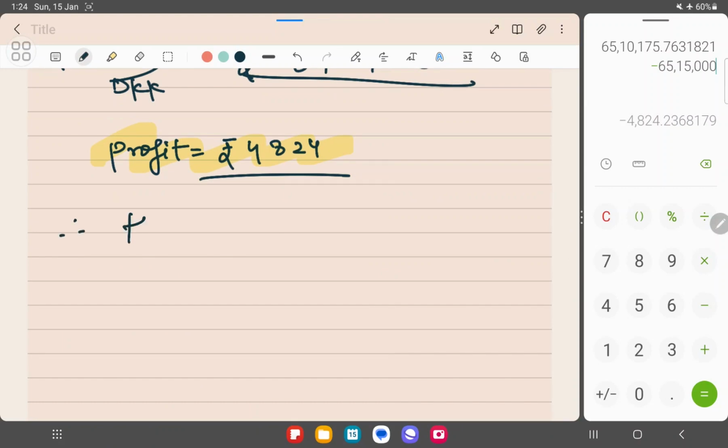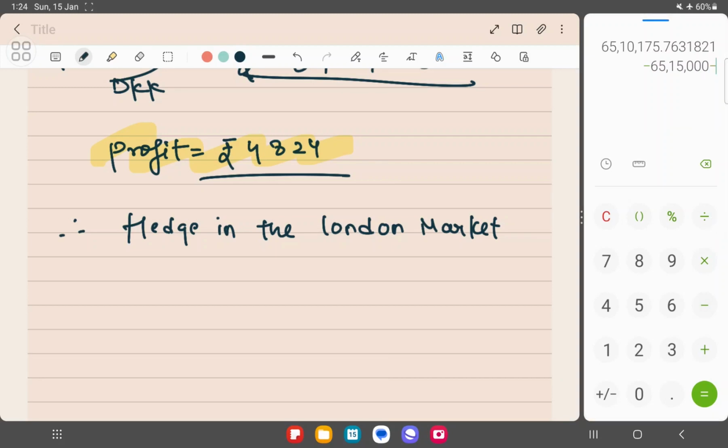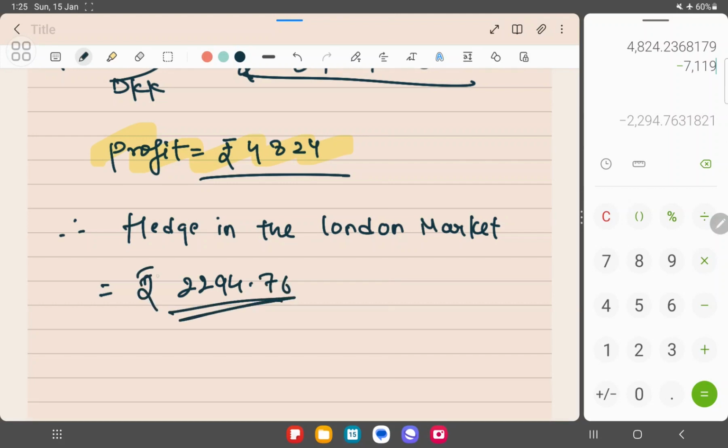Therefore, hedge in the London market as the profit is more, and just get the difference. So here we'll do 7,119 minus 4,824. This is nothing but 2294.76, 2295 you can say. So for this extra profit, we'll hedge in the London market. Okay, we'll hedge the DKK 10 lakh in the London market. Correct.